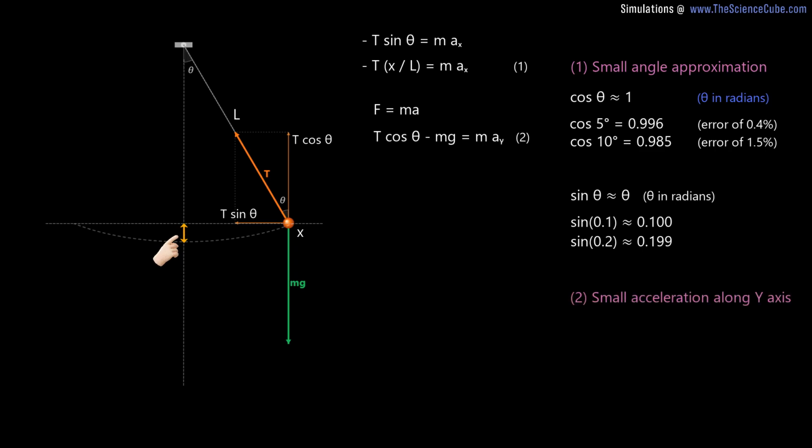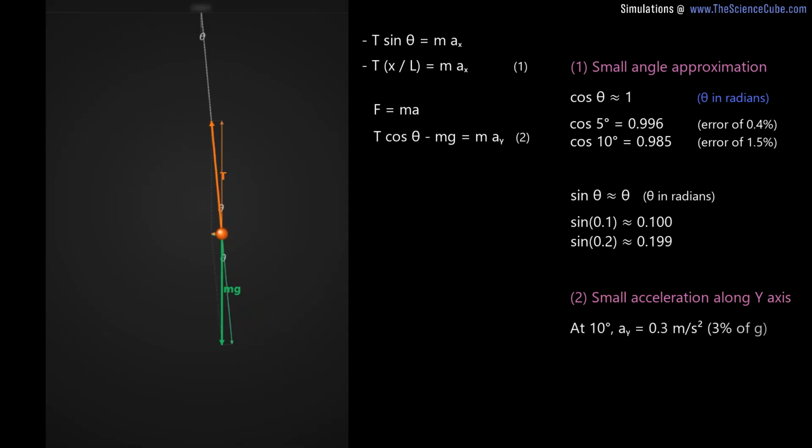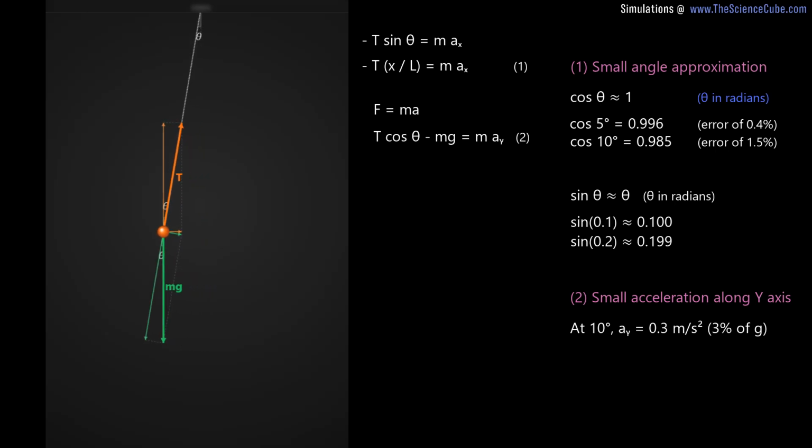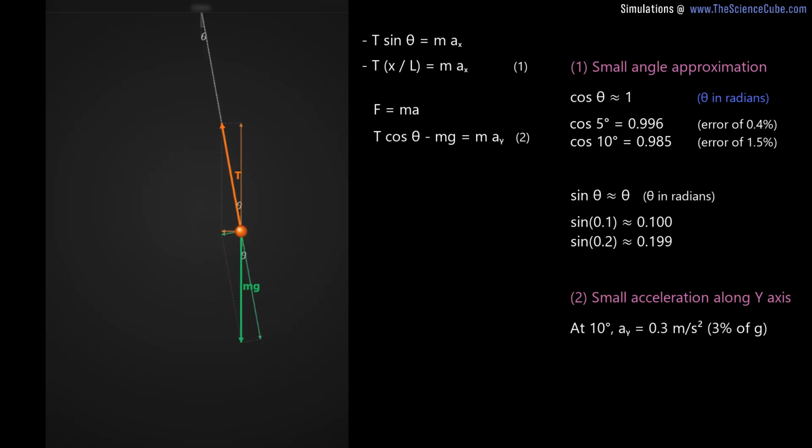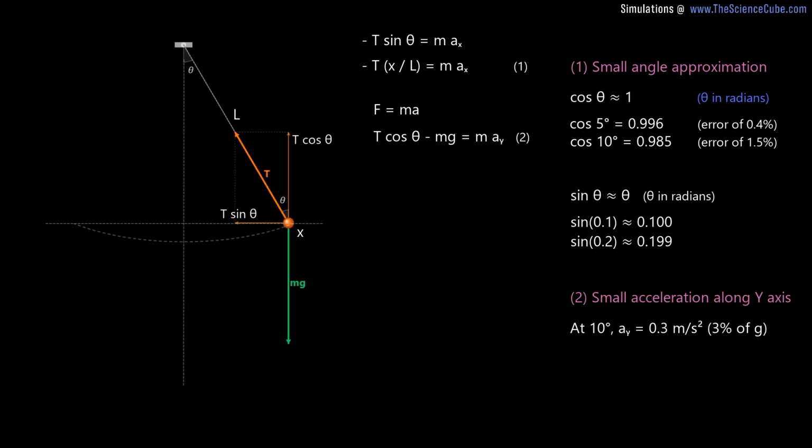The second approximation is that for small oscillations, the mass hardly moves up and down, and therefore the vertical displacement is much smaller than the horizontal displacement. So the net vertical force and therefore the vertical acceleration is very small. In fact, I calculated that for a 10-degree pull, the vertical acceleration comes out to about 0.3 meters per second squared, which is only about 3% of g, which is 9.8 meters per second squared. So we treat the vertical acceleration as negligible, and we can safely assume a_y is approximately equal to 0.